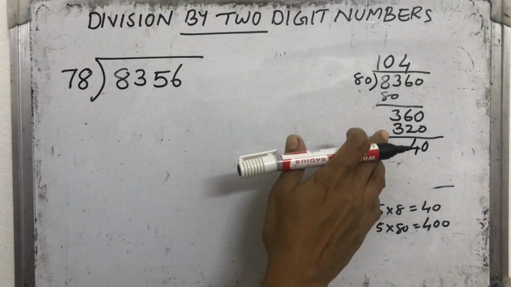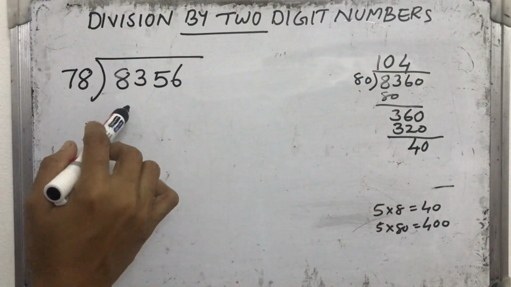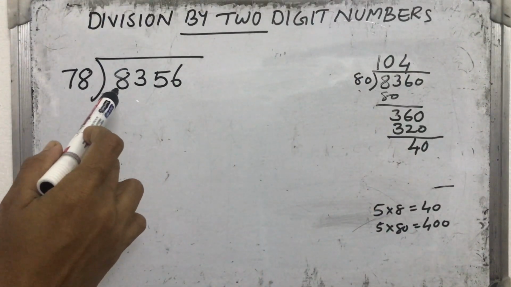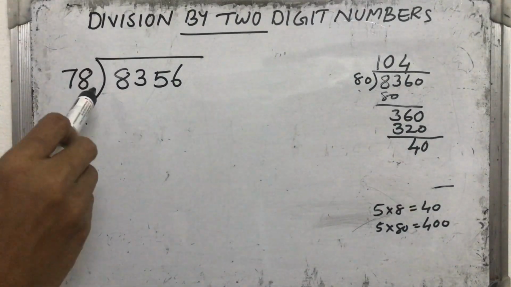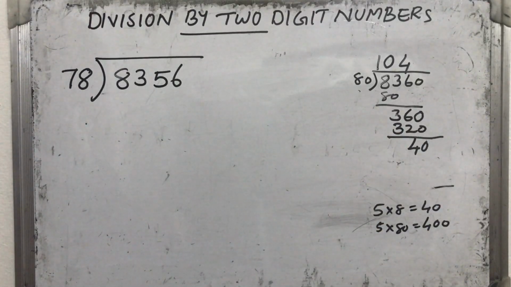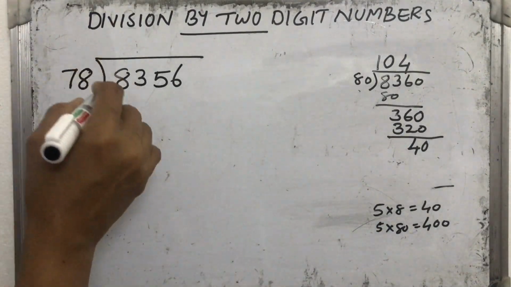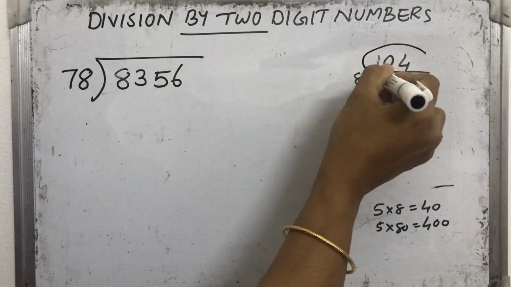This is the division of 8360 by 80, but actually we want to find the division of 8356 by 78. First we rounded these numbers and found an approximated answer. The actual answer we get for this division will be somewhere near this 104.